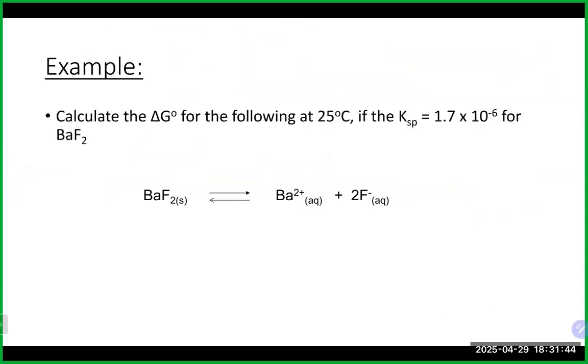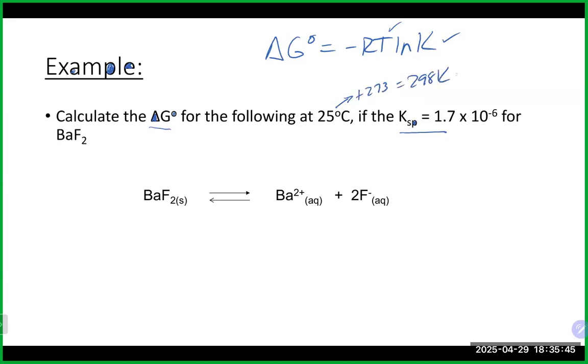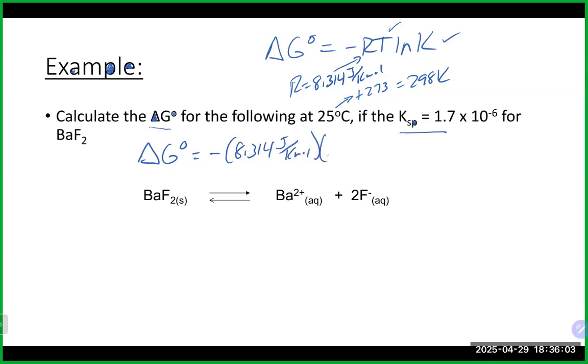All right, continuing on here, has K in it. In this case, actually, we have the K. We have our temperature that, again, we need to convert into Kelvin, gives us 298. And R is a constant, so we have that always available to us. So we basically have everything on the right-hand side here, so plug it in. Negative 8.314 joules per Kelvin per mole, which is our R, our temperature 298 Kelvin, our natural log of 1.7 times 10 to the minus 6.